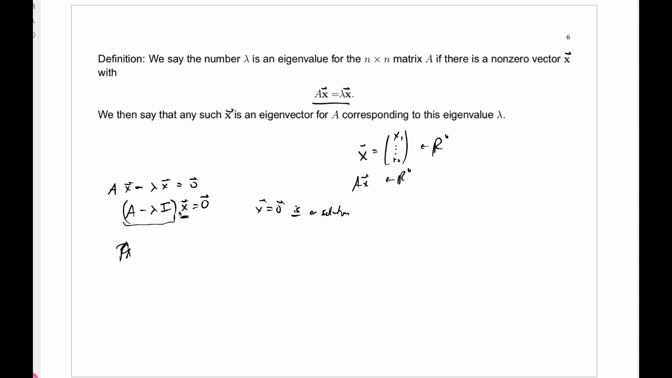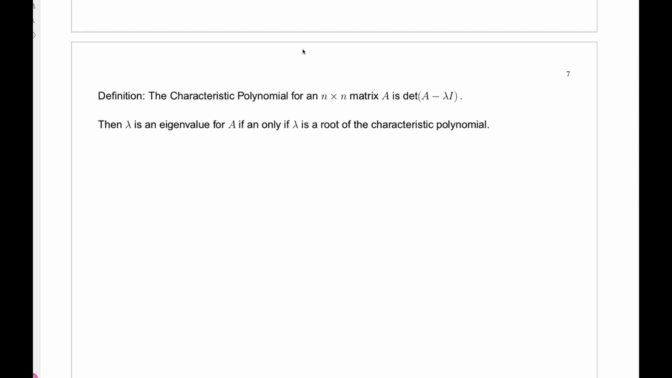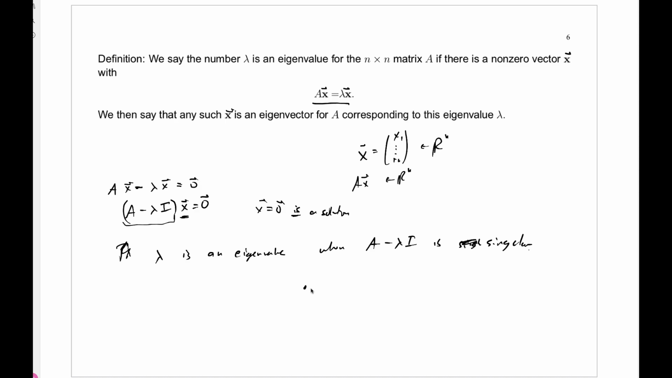So this will have solutions with a non-zero vector x precisely when lambda is an eigenvalue. So I can write lambda is an eigenvalue exactly when A minus lambda I is singular, which is the same as saying that the determinant of A minus lambda I is exactly 0.